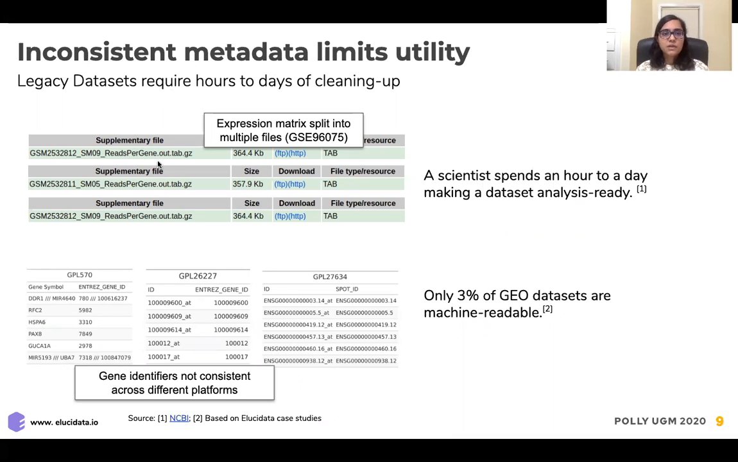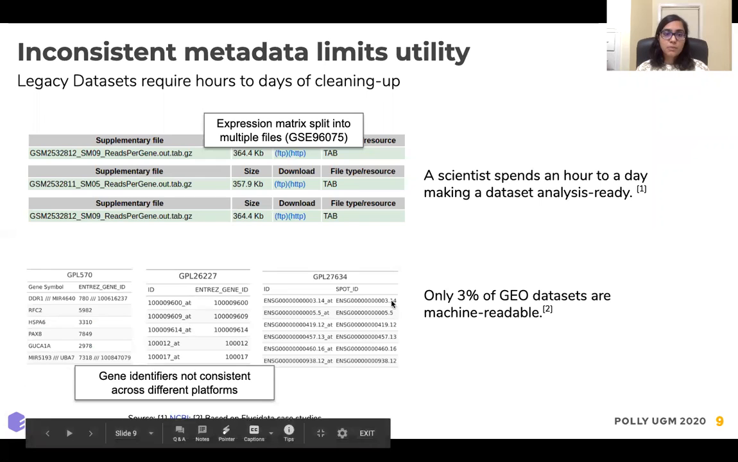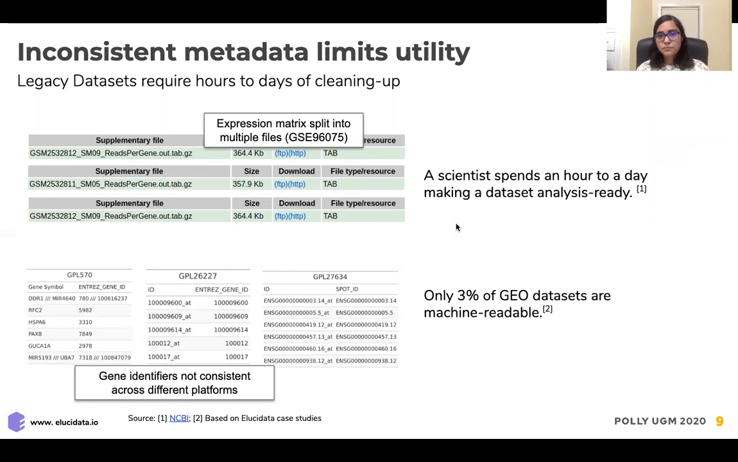So on your screen is an example here from Gene Expression Omnibus, where the expression matrix is actually split into 3 different files. In addition, even on the same platform, you can see at the bottom that the gene identifiers used are inconsistent. So we know from experience, as well as from reports of other researchers, that scientists spend hours and weeks, depending on how many data sets they have to process, to make them analysis ready if they are not your own data sets.